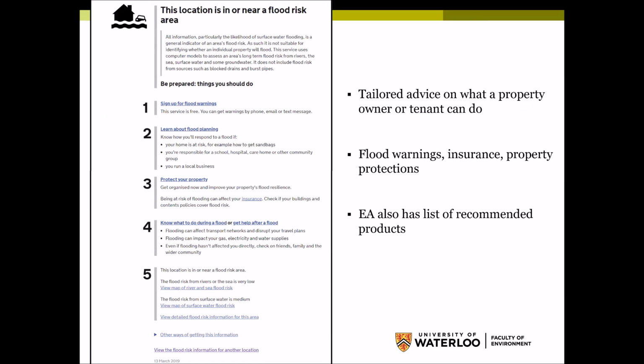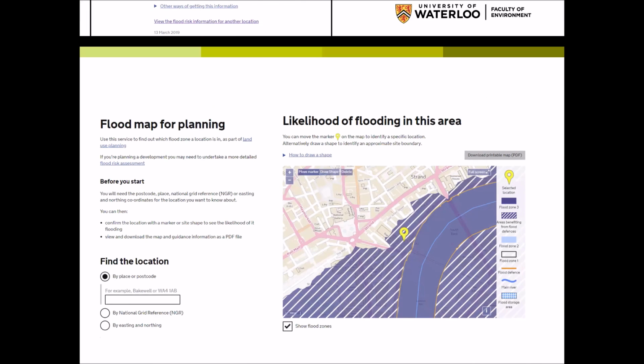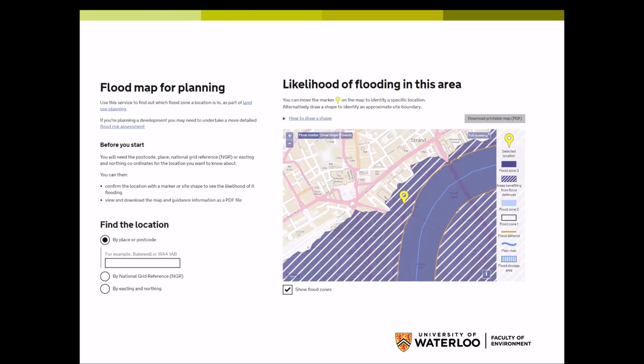Something I found out recently is that in England, they've tailored and revamped this whole website because they acknowledge that younger members of the population may not be as flood aware as older members of the population. So they are trying to target these younger demographics as well, and also transient populations, so tenants. The other cool thing about that portal is that they have made another interface for planners with more technical drawings, and they also have areas that are benefited by flood defenses, which is something I've never seen done in Canada.